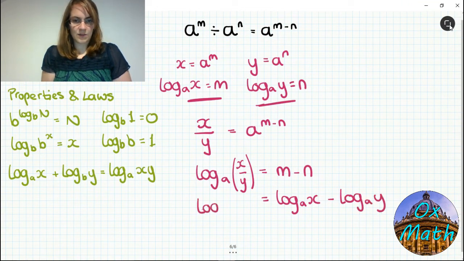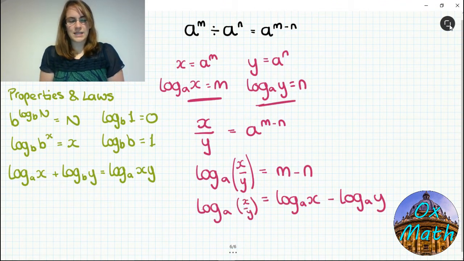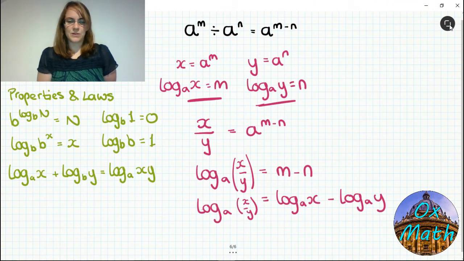So our second log law is a direct comparison to our second indices law, and it states that if you have two logarithms of the same base subtracted, you can simplify that down into a single logarithm of the same base by dividing the numbers. And again, that fits our laws of indices, because remember, the log is the power, so if we want the power of two numbers divided, we need to subtract the individual powers.